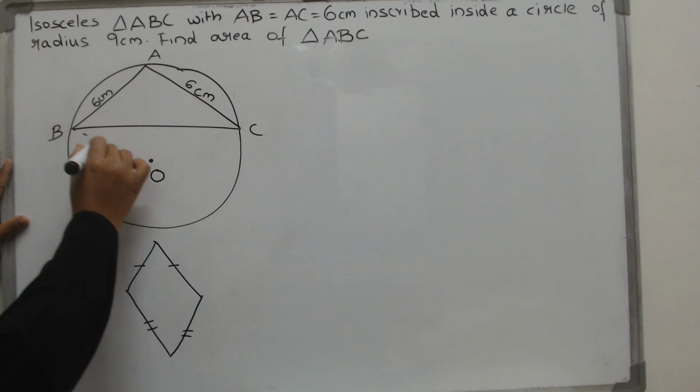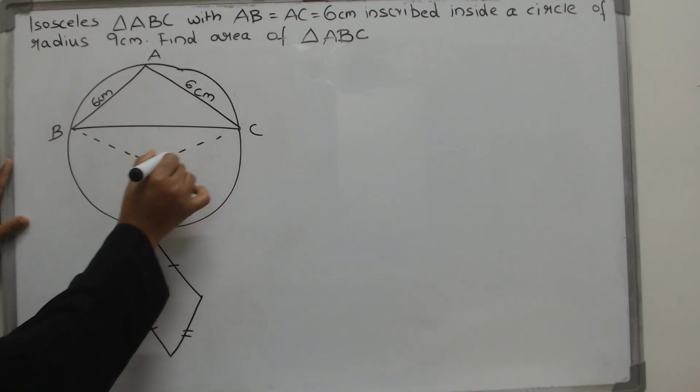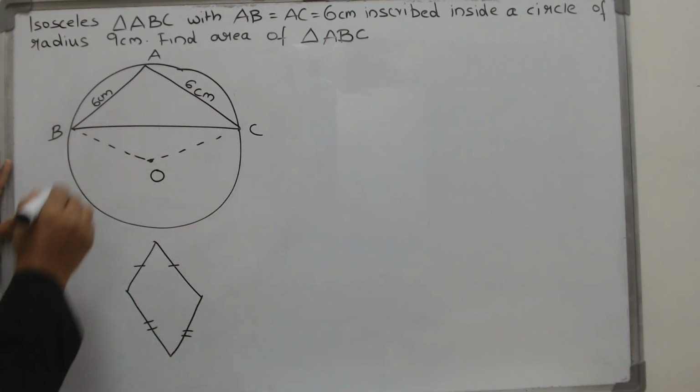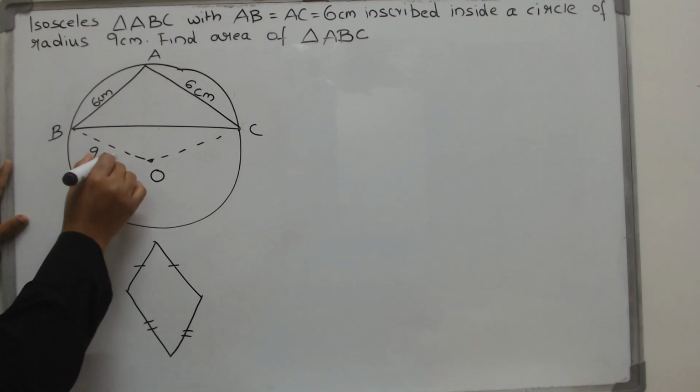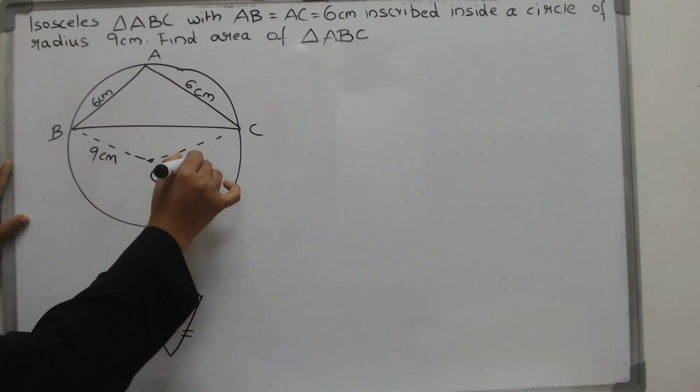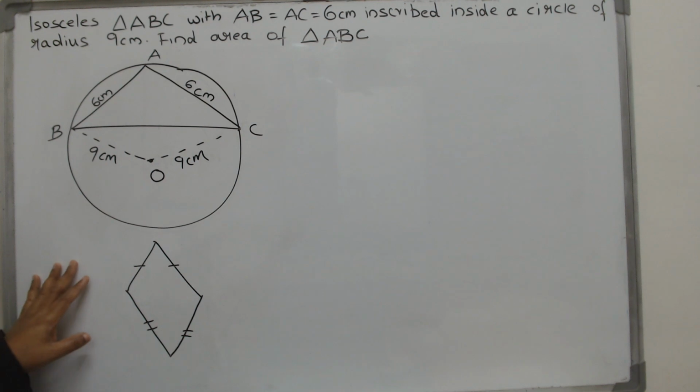What if we join BO and OC? Both of them will be the radii, which means you have a 9 centimeter here and a 9 centimeter here. We have got a kite here.